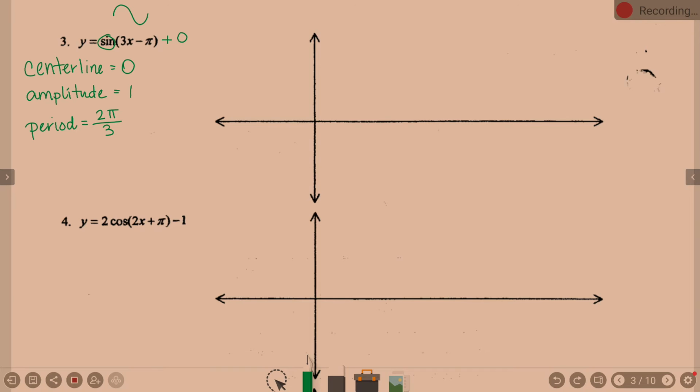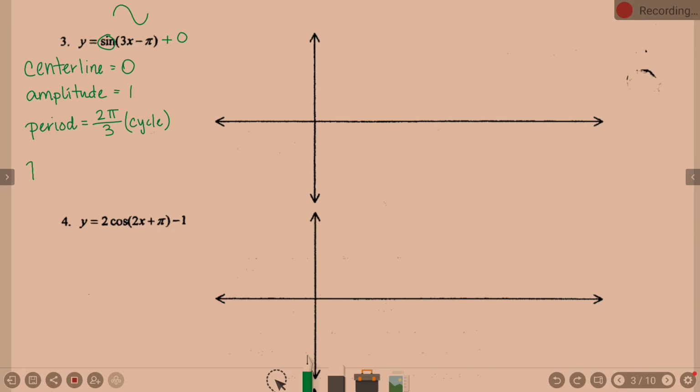So keep in mind that 2 pi over 3 is going to represent 1 cycle. What normally has a cycle of 2 pi that goes from 0 to 2 pi is now going to shrink and go from 0 to 2 pi over 3. I'll walk you through the steps here.